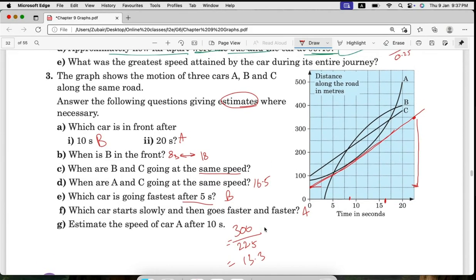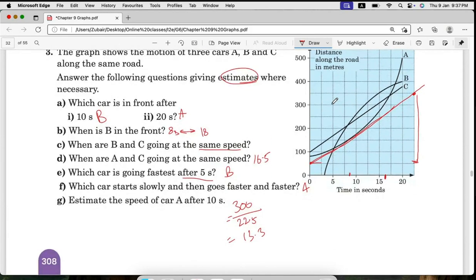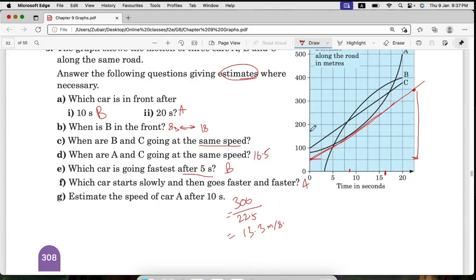And what were the units? This is in meters per second. Okay.